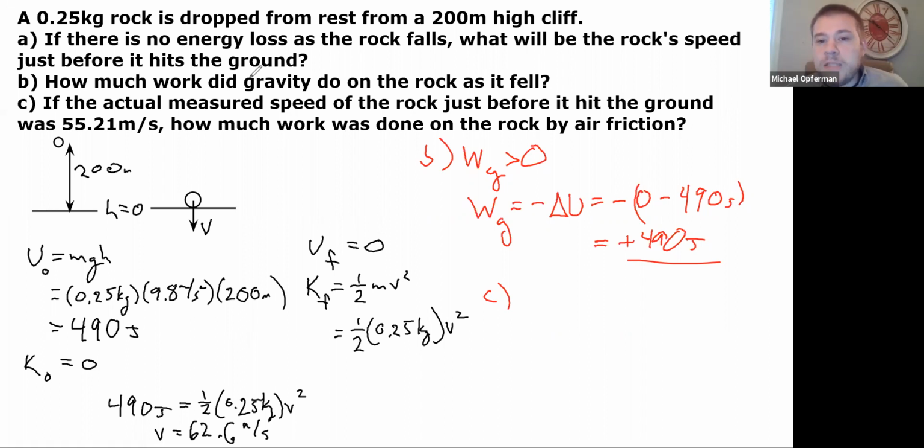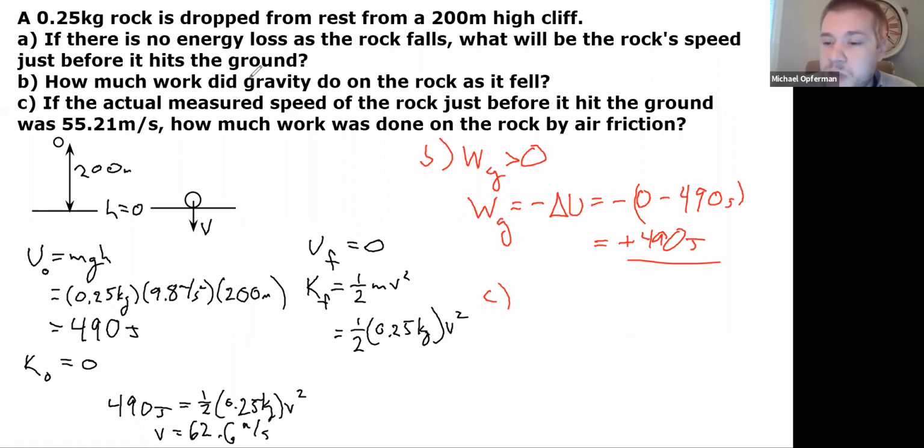In this case, let's say that you sit down, you do this calculation on a piece of paper, you have your expectation that the speed of the rock before it hits the ground is going to be 62.6 meters per second. Now you decide to actually go out, find a 200-meter high cliff, drop a rock from it, measure the speed of the rock before it hits the ground, and you find that this simple calculation isn't quite right. The real speed of the rock before it hit the ground was 55.21 meters per second. So in reality, the rock is going a little bit slower than you expected.